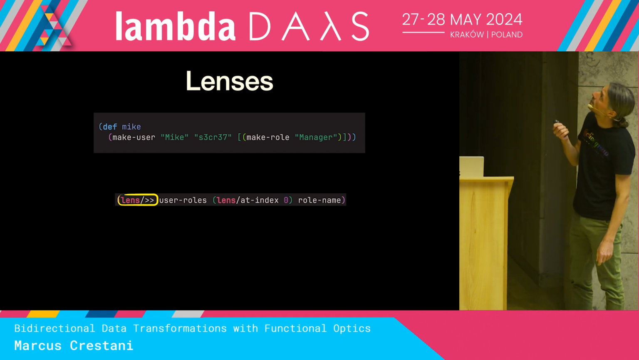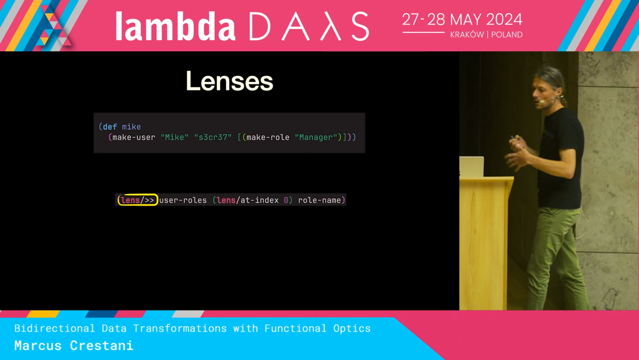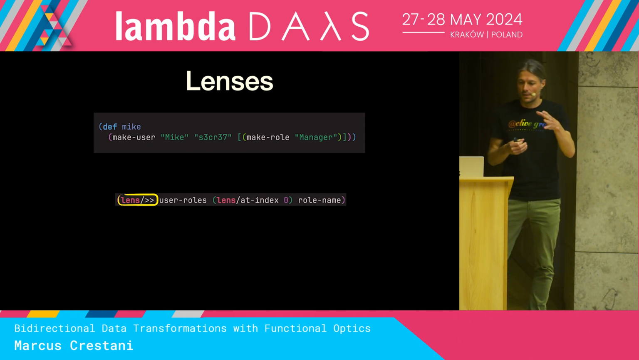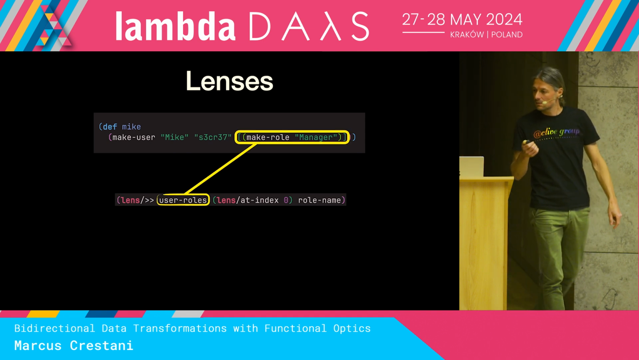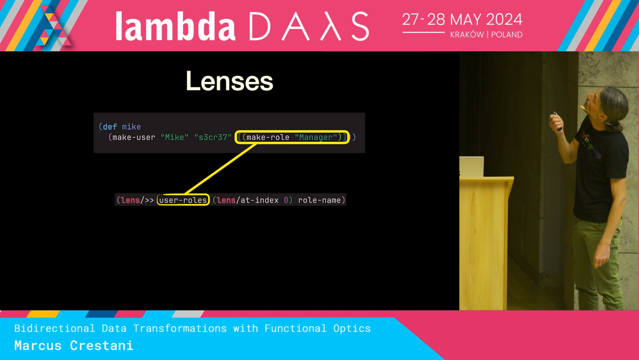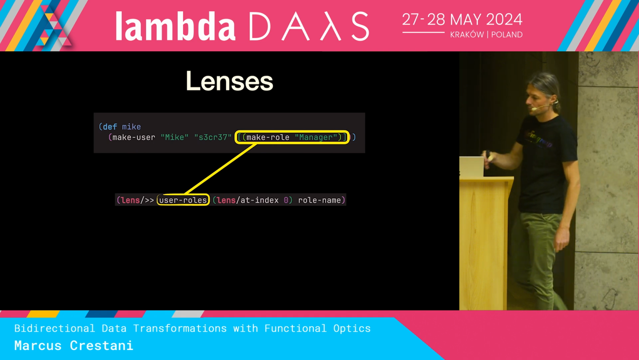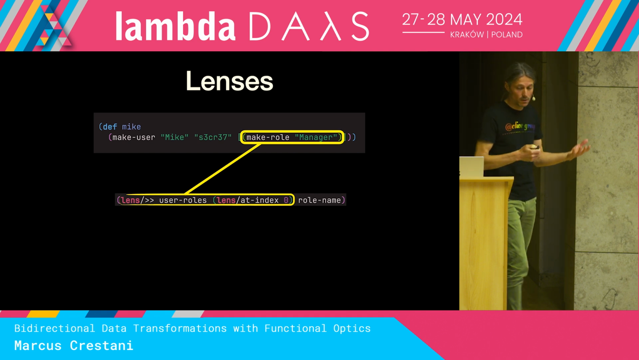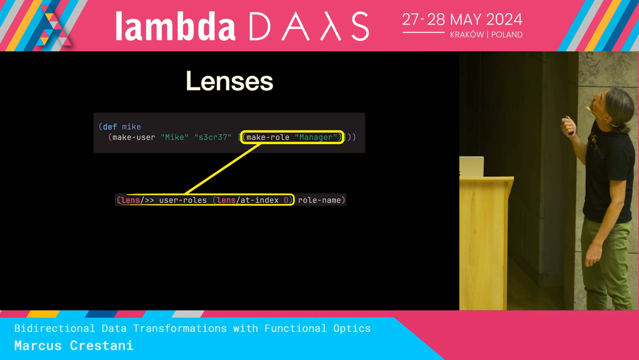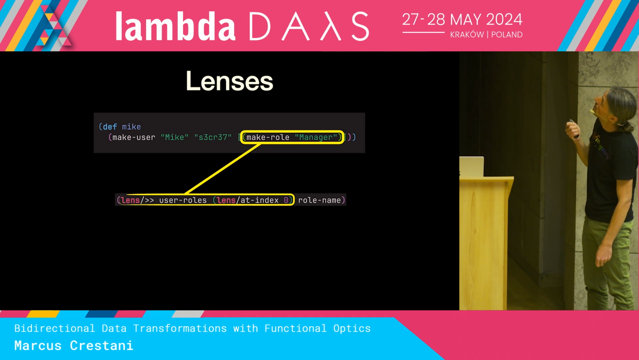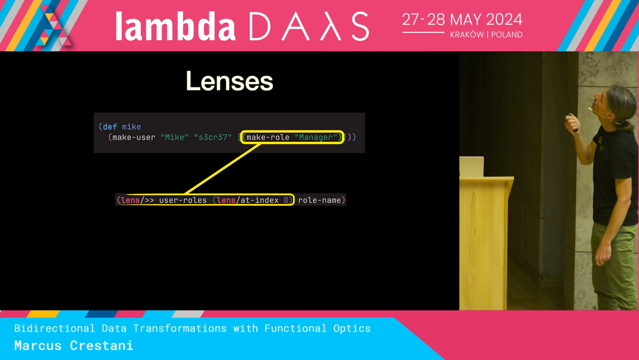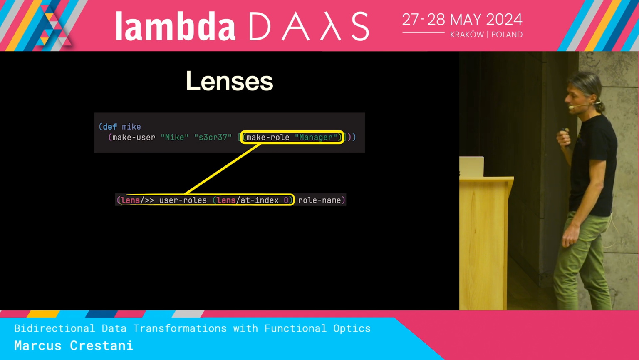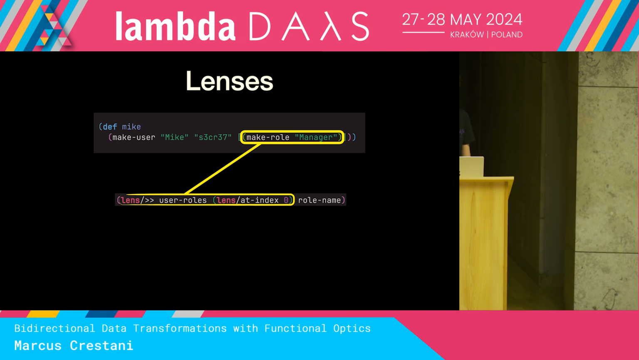One useful combinator is greater than. It concatenates lenses from left to right. So let's try to understand what this expression does here. The first argument, user roles, focuses on the list of user roles in our data structure. So when we concatenate a lens that focuses on the first element of a collection, this is what the lens at index 0 does. When we concatenate that to the user roles, we sharpen the focus from the whole list to the first element in the list of our roles.